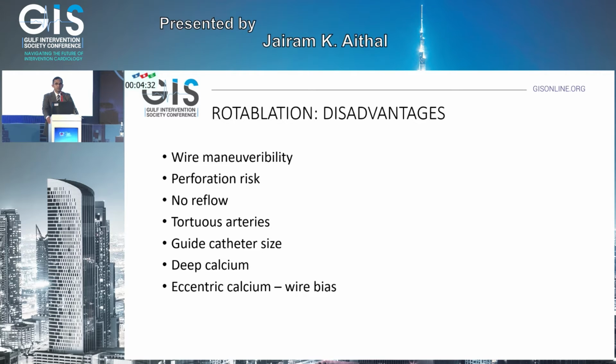Then deep calcium. Deep calcium is something that the rota burr cannot really address, and that's where the IVL scores over the rota burr. And of course, the presence of eccentric calcium. So if there is a wire bias against the area of the calcium and towards the normal tissue, it renders the rota burr less effective.